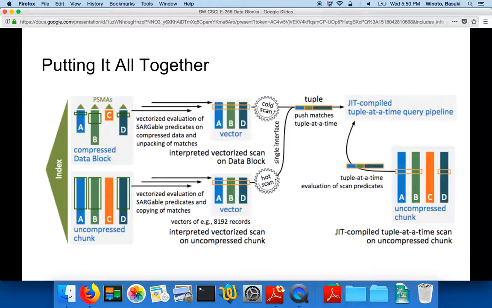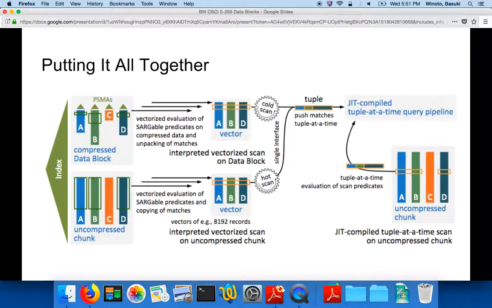And okay, so if we look at this diagram here, they have two different blocks. The lower one is the uncompressed chunk, or that would be the hot scan, and then the upper left, that's the compressed data block, that would be the cold data block. So from the cold, we do a vectorized evaluation with interpreted vectorized scan. We do a cold scan, and then it produces a tuple. And then on the uncompressed chunk, we also do a vectorized evaluation with the hot scan, and it will merge or push the matches tuple at a time.